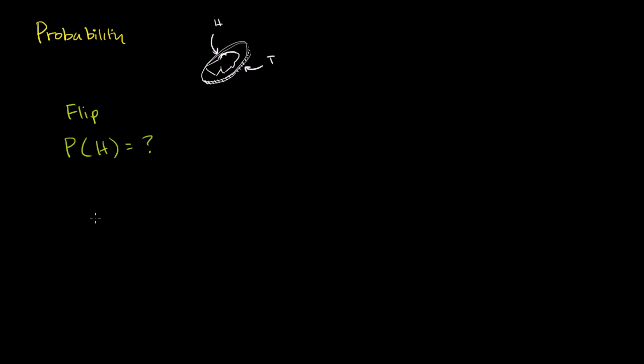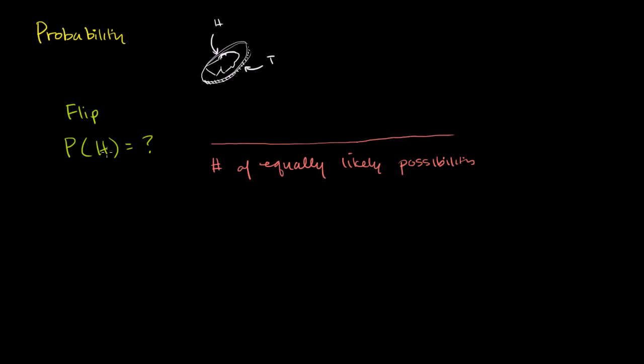So one way to think about it, and this is the way that probability tends to be introduced in textbooks, is you say, well, look, how many different equally likely possibilities are there? So the number of equally likely possibilities. And of the number of equally likely possibilities, I care about the number that contain my event right here. So the number of possibilities that meet my constraint, that meet my conditions.